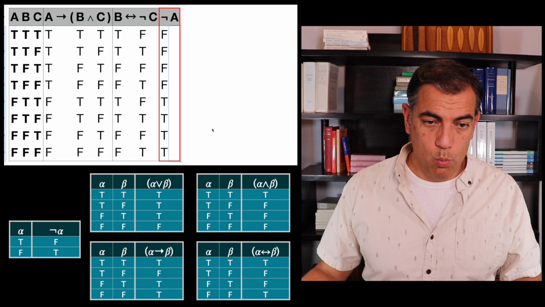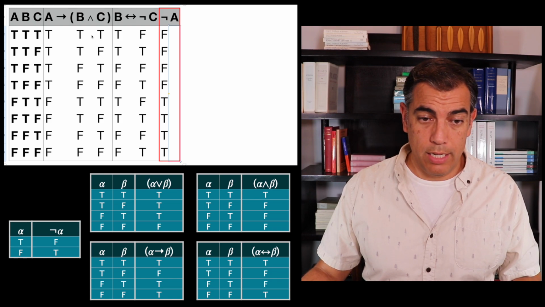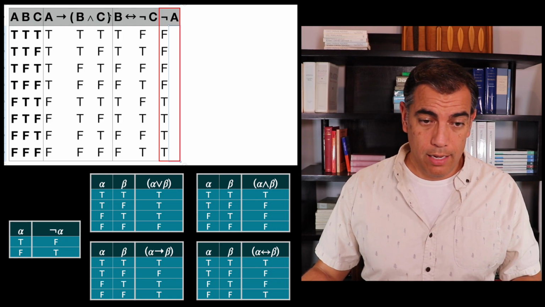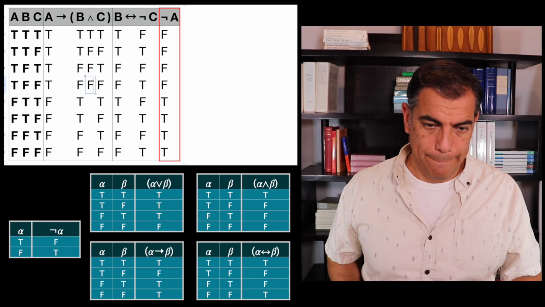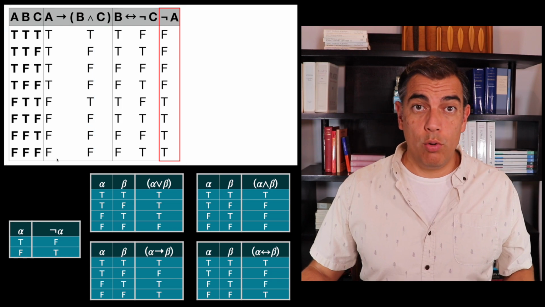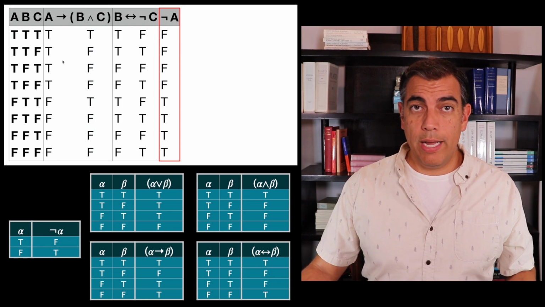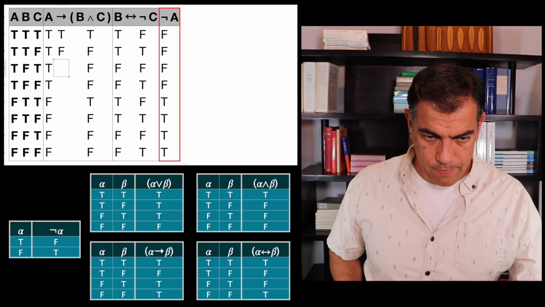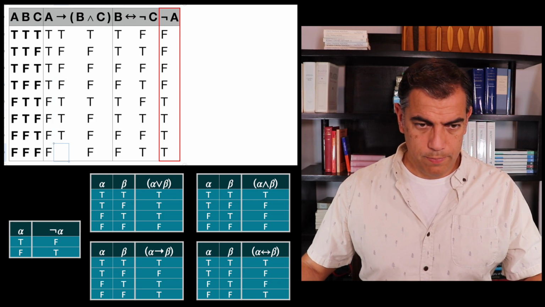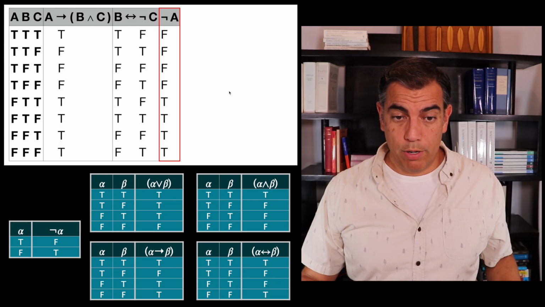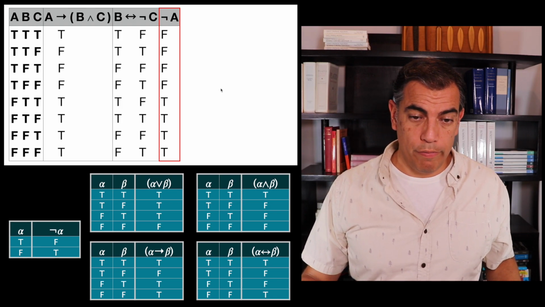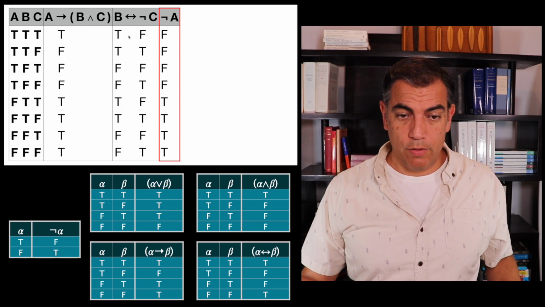All right, for premise 1, we'll build the conjunction first because it's inside of the conditional. Only true when both conjuncts are true. Then the conditional, only false when we have a true antecedent and a false consequent. Then we'll do the biconditional in premise 2, true when both components are true or both false. Otherwise, it's false.